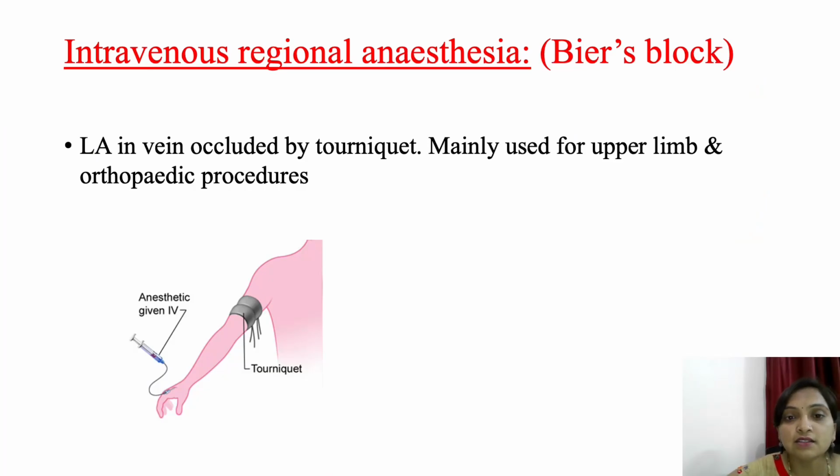Last thing, that is intravenous regional anesthesia. It is also called Bier's block. Here they tie a tourniquet so that the blood does not enter the forearm. Only this part will get anesthetized, and you give the anesthesia and do some procedure like external fixation. This is mainly done for orthopedic procedures. So this is Bier's block, intravenous regional anesthesia.